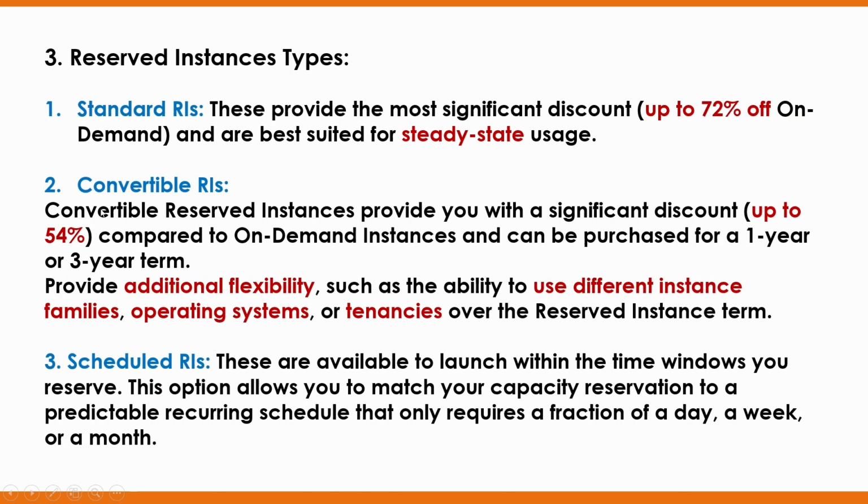There are 3 types of reserved instances. The first one is standard reserve, second one is convertible reserve, and the third one is scheduled reserve. Standard reserve instances provide the most significant discount, up to 72% off as compared to on-demand, and are best suited for steady state usage. The second one is convertible reserved instances. These instances provide a significant discount up to 54%. I have read somewhere it also provides 64% discount as compared to on-demand instances, and can be purchased for a 1-year or 3-year term.